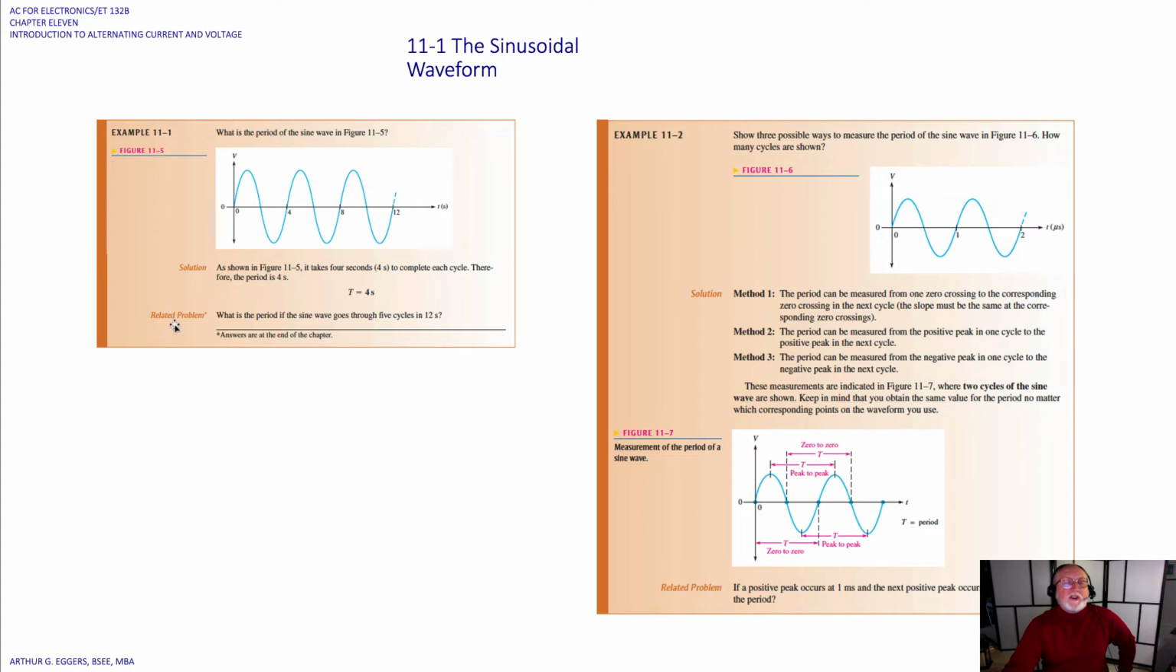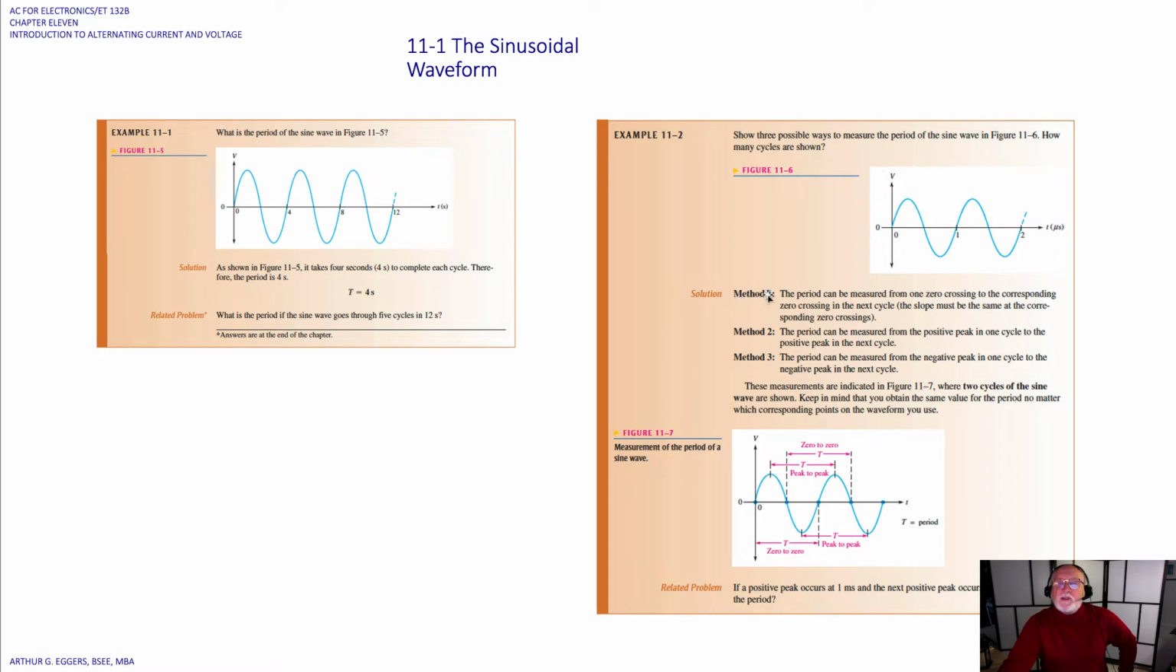On these, what I suggest you do is go back and continue this and work the related problems. In this case, they're asking what happens after 5 cycles in 12 seconds. Example 2: show 3 possible ways to measure the period of the waveform. So how many cycles are shown? If we take a look at figure 11.6, we have 0 to 1 second, 1 to 2 seconds. So each alternation takes a full second to complete its cycle.